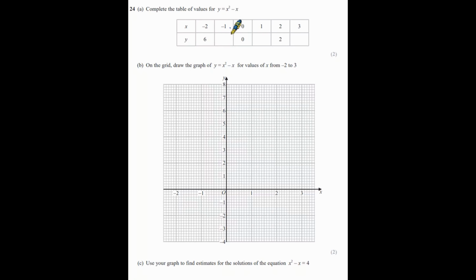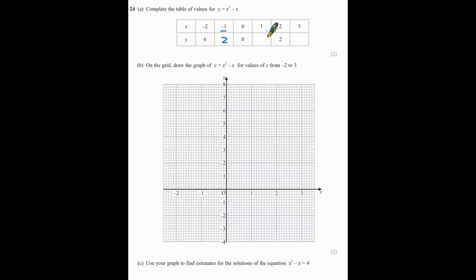So x is minus 1. First of all, it's x squared. So that's minus 1 squared. 1 times 1 is 1. Minus times minus is a plus. So minus 1 squared is 1. It then says minus x. So it's 1 minus x, which is 1 minus minus 1. And if you're taking away a minus, you're adding. So it's actually 1 plus 1 is 2.